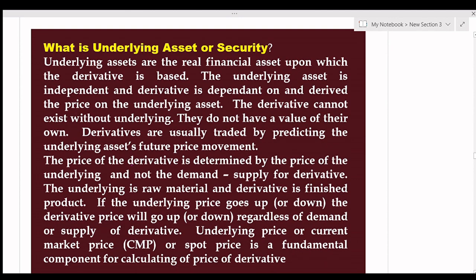What is underlying asset or security? Underlying assets are the real financial assets upon which the derivative is based. The underlying asset is independent and the derivative is dependent on it and derives its price from the underlying asset. The derivative cannot exist without the underlying. They do not have a value of their own. Derivatives are usually traded by predicting the underlying asset's future price movement.